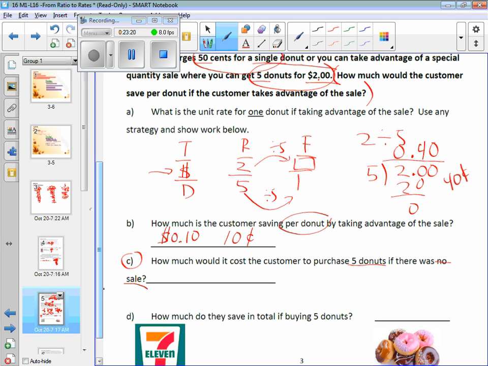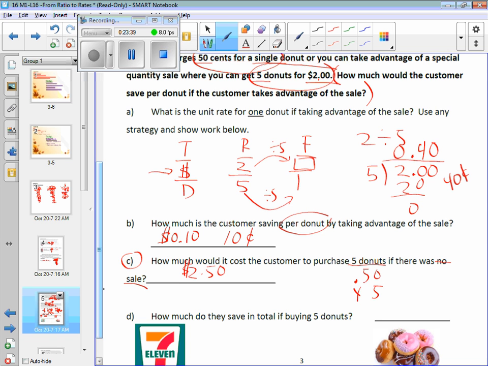50 times 5. It's actually 0.50 times 5. If you do it this way, you'll wind up with the same thing. Just got to remember, be careful where you put your decimal place. Because look, you got to leap it 2 times. If you leap it twice, you get $2.50.